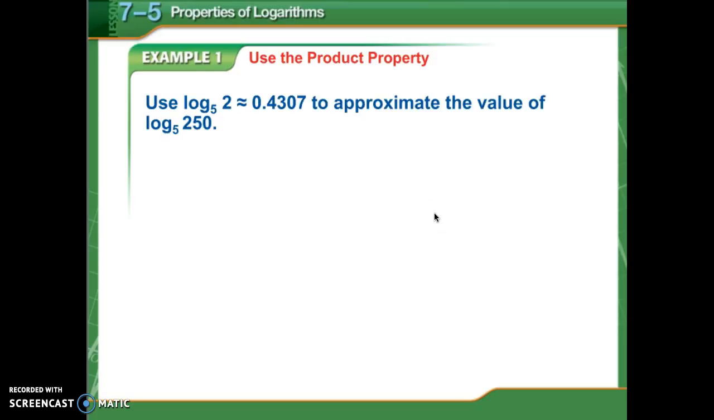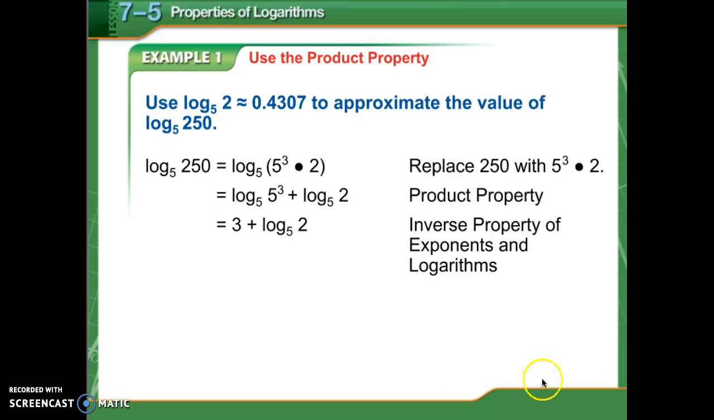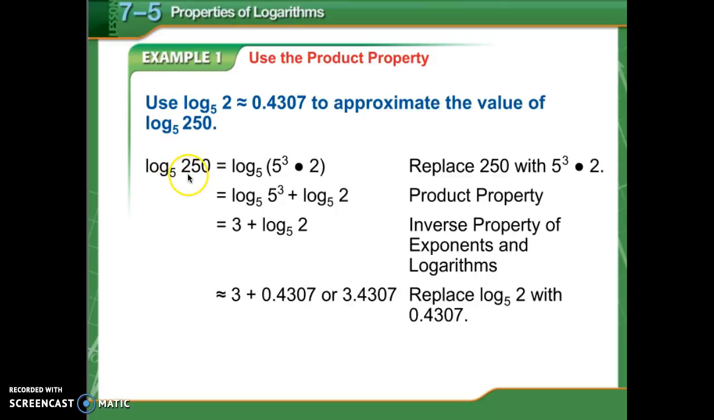In our first example, we're going to use the concept that log base 5 of 2 is approximately equal to 0.4307 to approximate the value of log base 5 of 250. The first thing we want to look at is that the number 250 is 2 times 125. And 125 is 5 to the third power. So we're looking at log base 5 of 5 to the third power times 2.